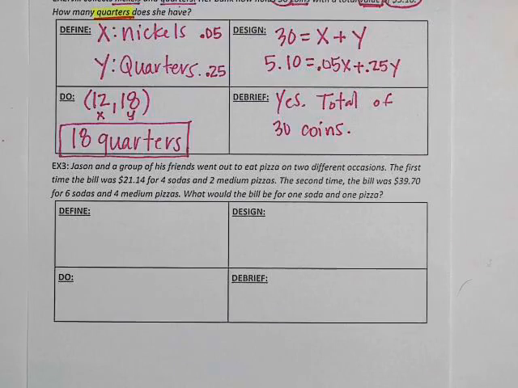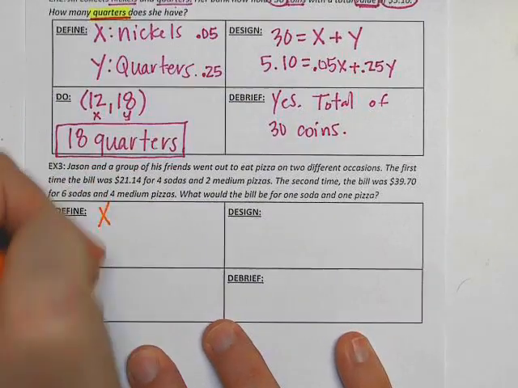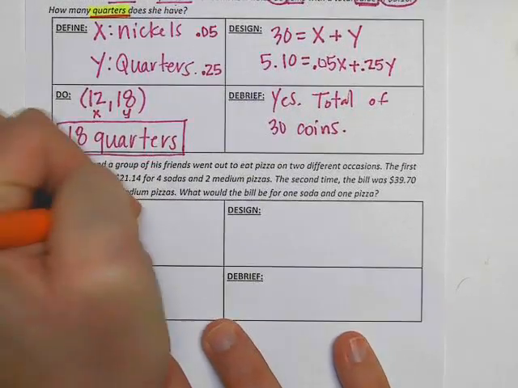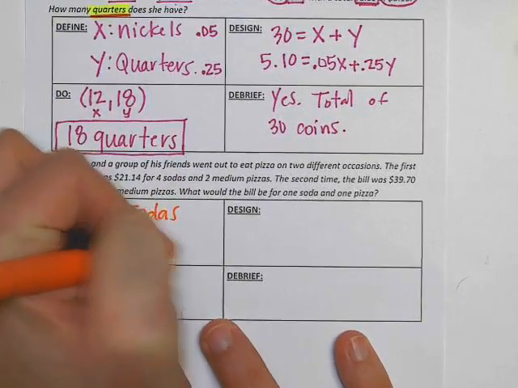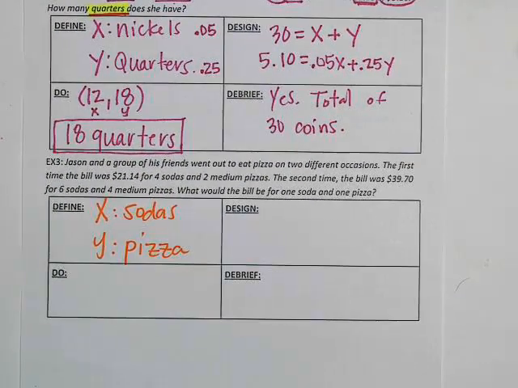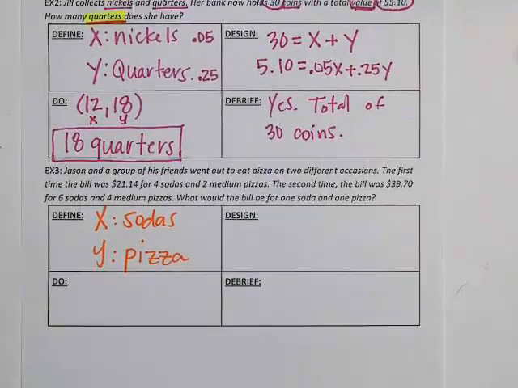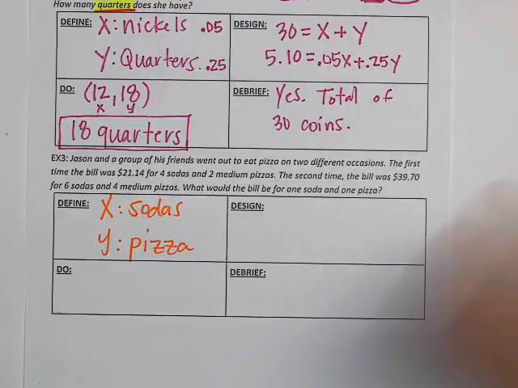Okay, step 1, what do I do? X and Y. What are the 2 things we're talking about? Sodas and pizza. Okay, step 2, what do I do? The equation. We got to come up with the equation.